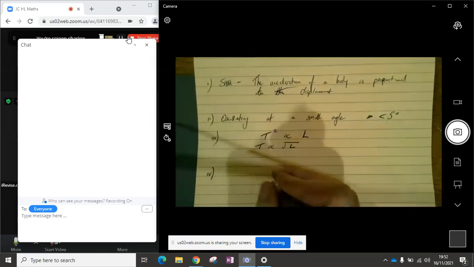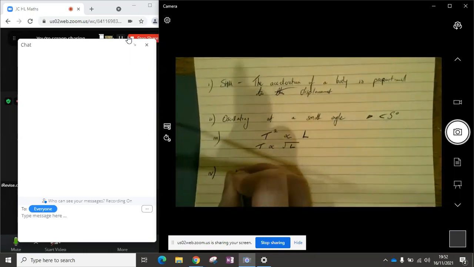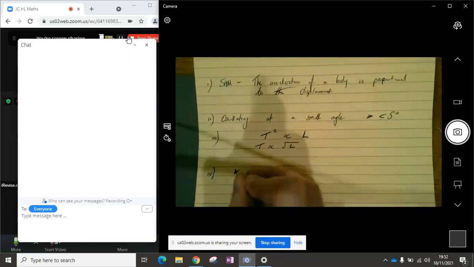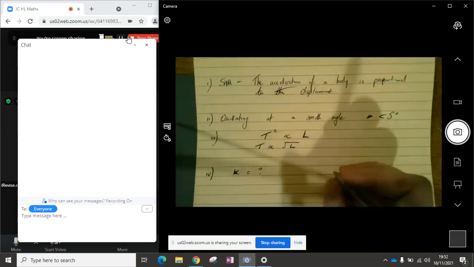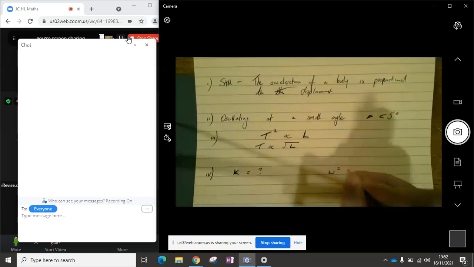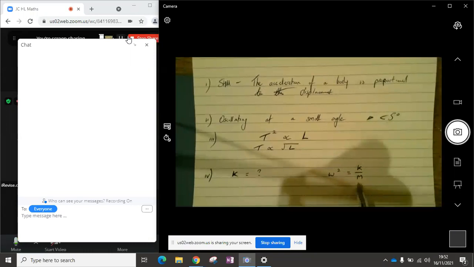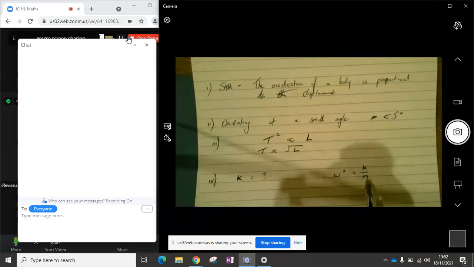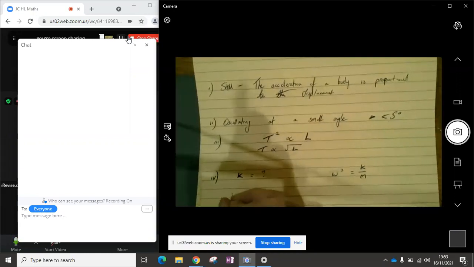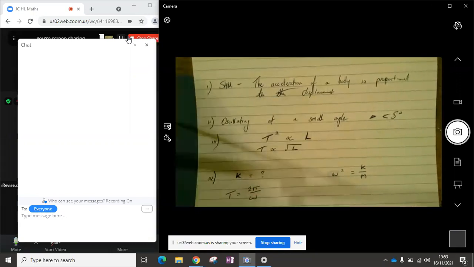So the spring constant is K, okay? So K is what we're looking for. We know omega squared is equal to K over M. We have the mass, so this is probably the way we go about it. First thing we need to find out is omega. We're looking for K; we can get omega, we can get M. So omega can be found with T is equal to 2 pi over omega.